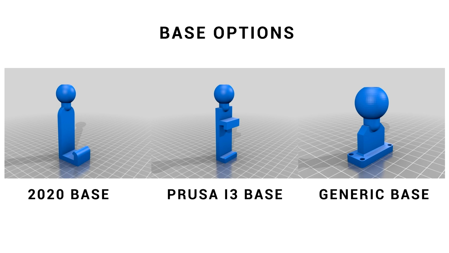I feel confident that I've hit the mark on pretty much all of those, so let me explain to you how my new system works. We start with our base and we have three options. We have a 2020 base for Creality printers and other ones that use the V-Roll system. We have a Prusa i3 base that fits on my Mark III, and we have a generic base for your own designs.